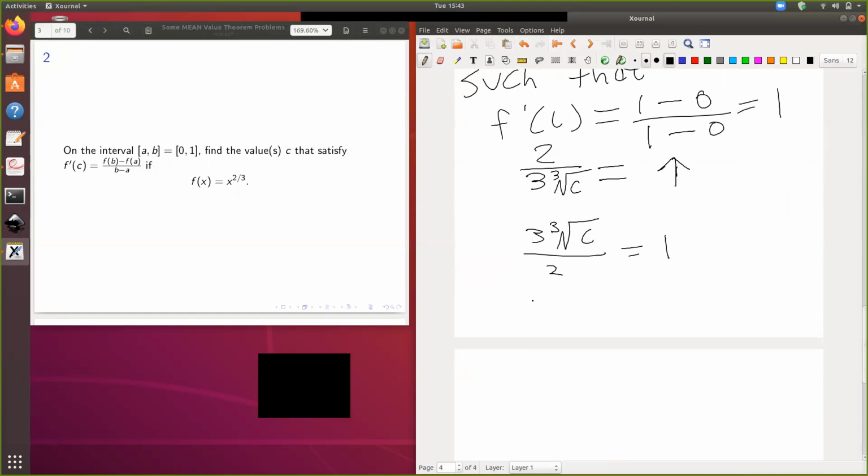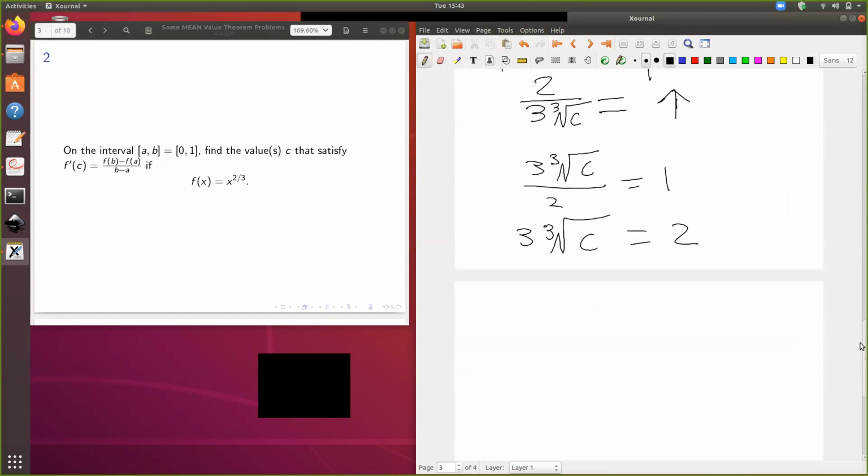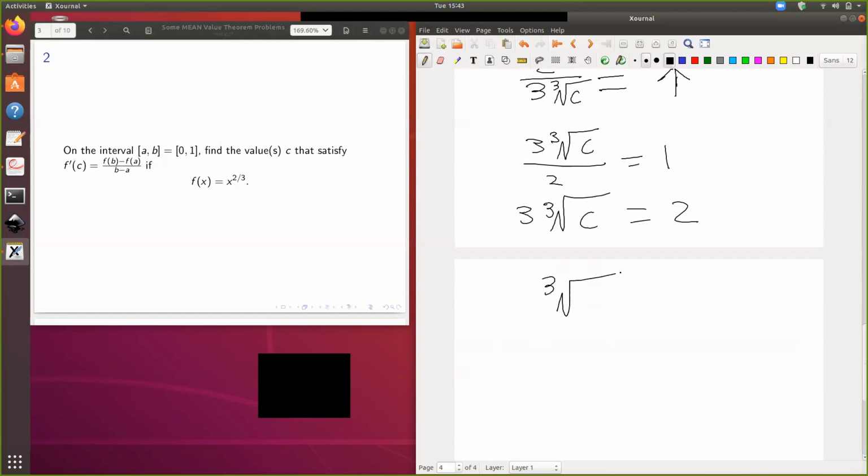And now we'll have 3 times the cube root of C is equal to 2. Cube root of C is equal to 2/3, and then C is equal to 2 cubed over 3 cubed, which is 8 over 27.